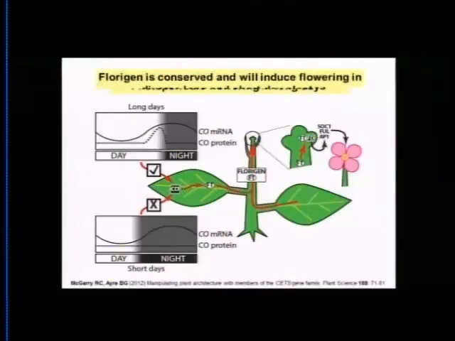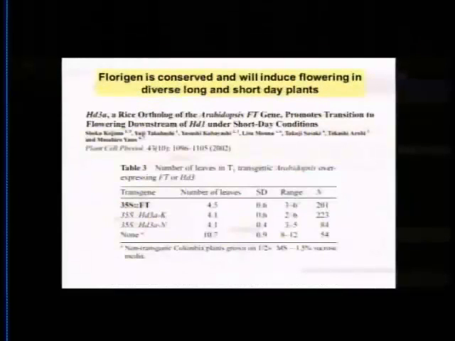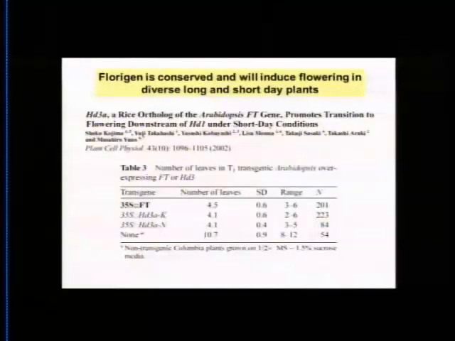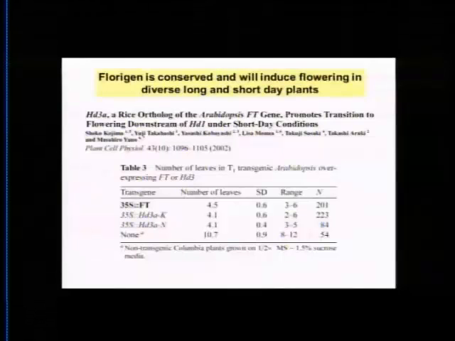I alluded to these heterografting experiments that Chailakhyan did back in the 30s. For example, he was able to take a tobacco plant that was flowering and graft it to a nightshade plant that was not flowering, and you could get the nightshade plant to flower. So he hypothesized a highly conserved compound.